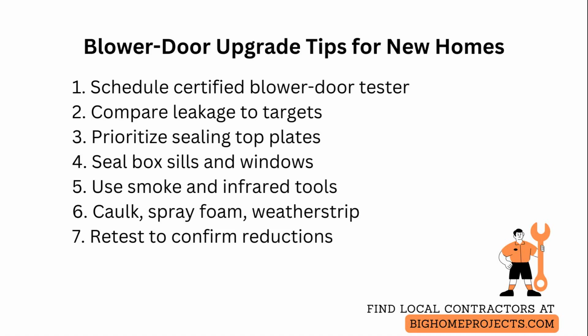Apply simple fixes first. Caulk large gaps, spray foam small irregular voids, install continuous insulation where thermal bridging occurs, and add quality weather stripping to operable windows and doors so they perform as built.